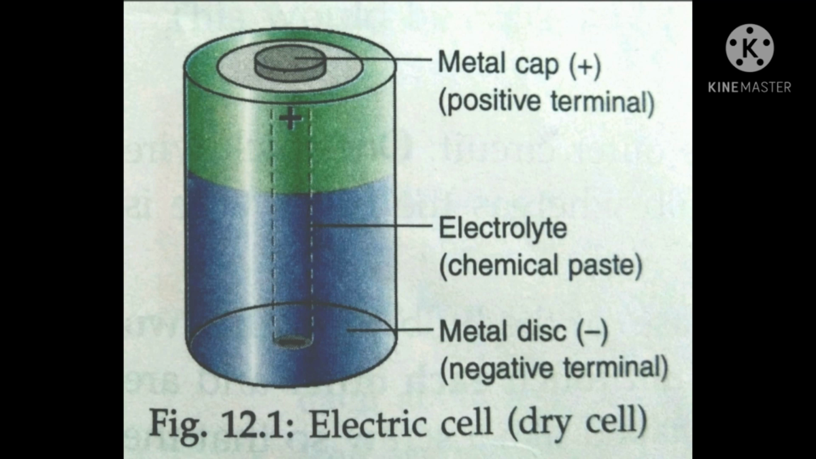Next we see the structure of an electric cell. A metal cap on one side is the positive terminal, marked as plus. A metal disc on the other side is the negative terminal, marked as minus. A chemical paste called electrolyte is present inside, in between the two terminals.